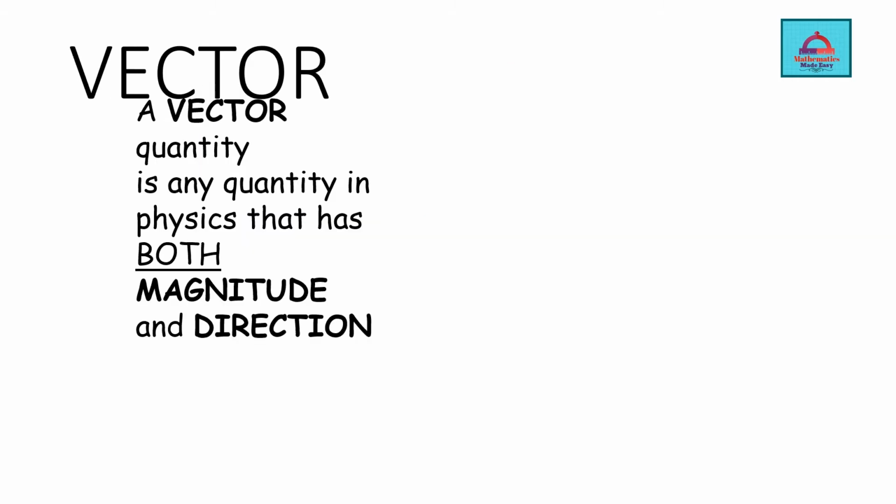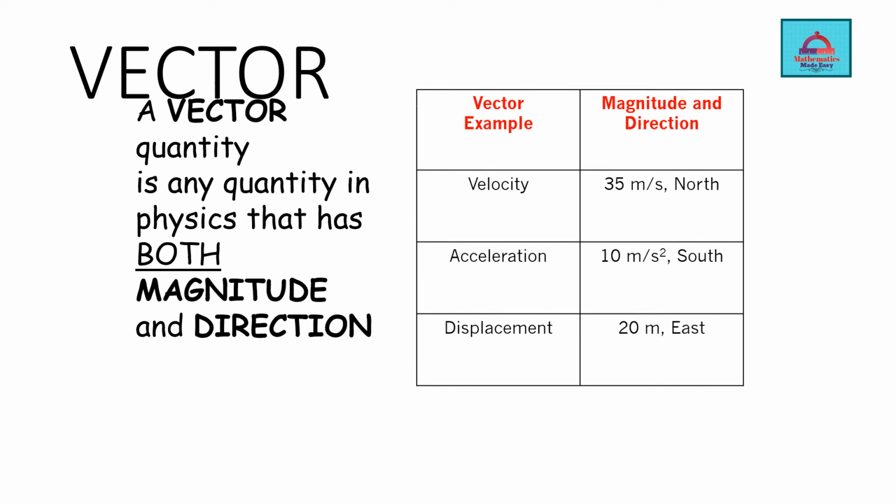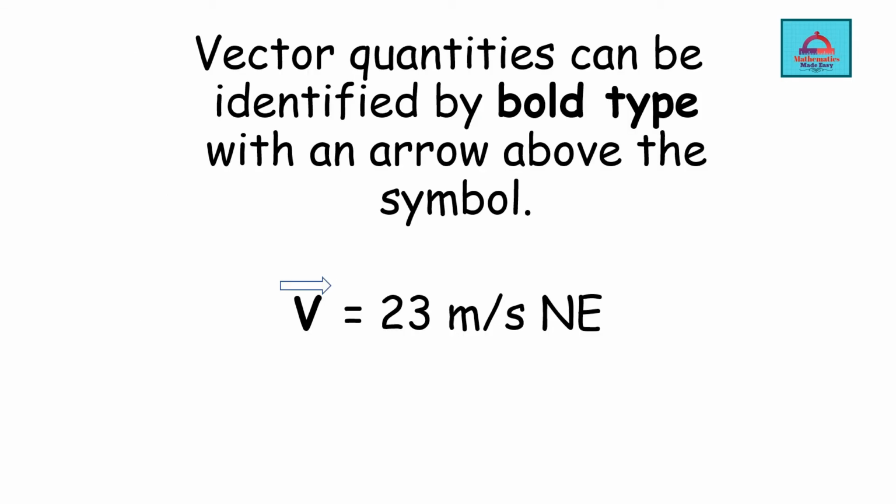However, a vector is different. It has both magnitude and direction. For example, velocity is 35 meters per second in the direction of north. Acceleration is 10 meters per second squared in the direction of south, and displacement is 20 meters in the direction of east. So both are opposites, and we are looking into vectors.